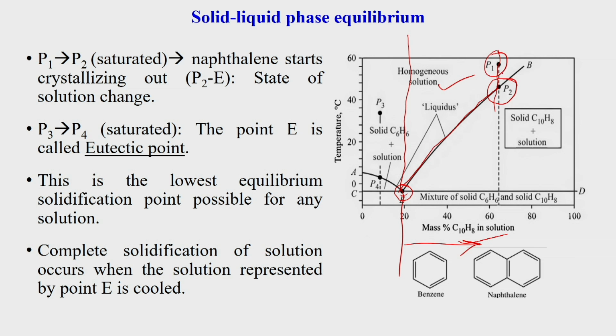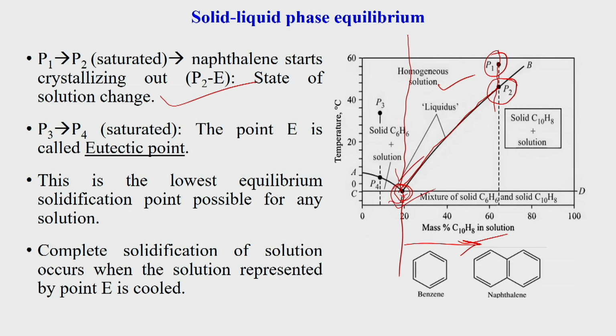Okay, so that is why it will be following P1 to P2 to E. And this is the minimum point where all the phases will be coexisting, meaning a solution phase will be there and the solid phase also will be coexisting.